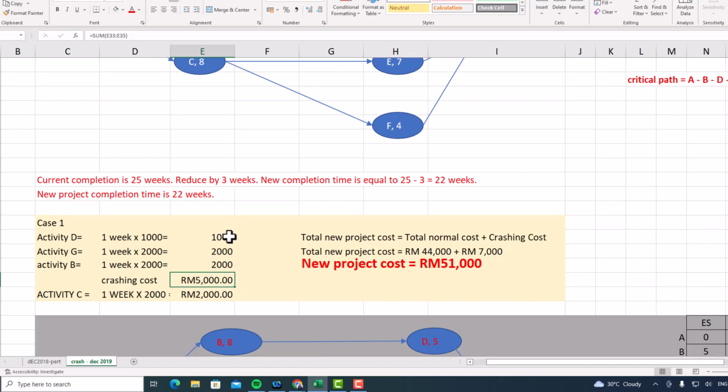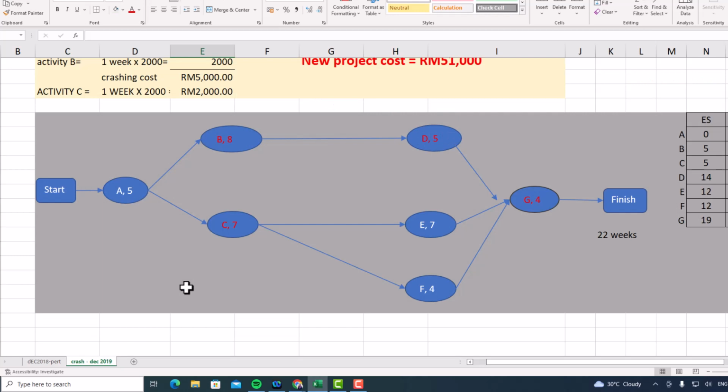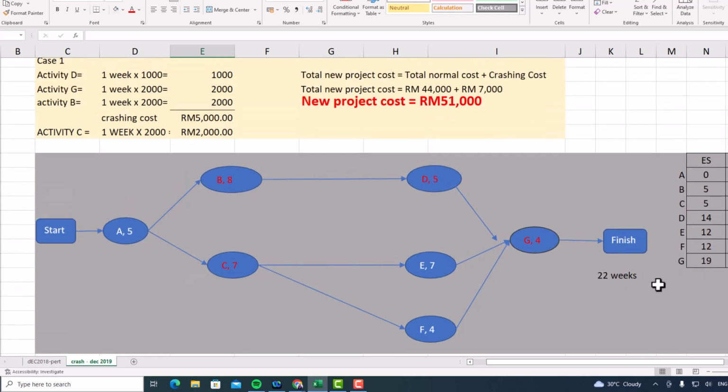You need to sum up all the activities that you have identified to be crashed: 1 week for activity D, 1 week for activity G, 1 week for activity B, and the total cost is 5,000. Before you calculate the new total project cost, you need to double check. How to double check to ensure the new completion time is 22 weeks? In order to double confirm that the completion time is 22 weeks, draw again the diagram.